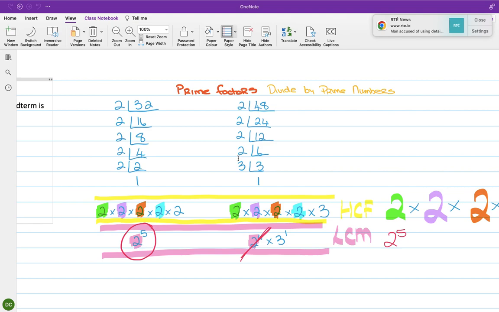So what do we do? Dean? Like the ones that don't match. Yep, so any spares? Just this one. So we multiply by 3 to the 1. That's our only spare, and that is a pretty big number. 96? Yep, 96 is right.